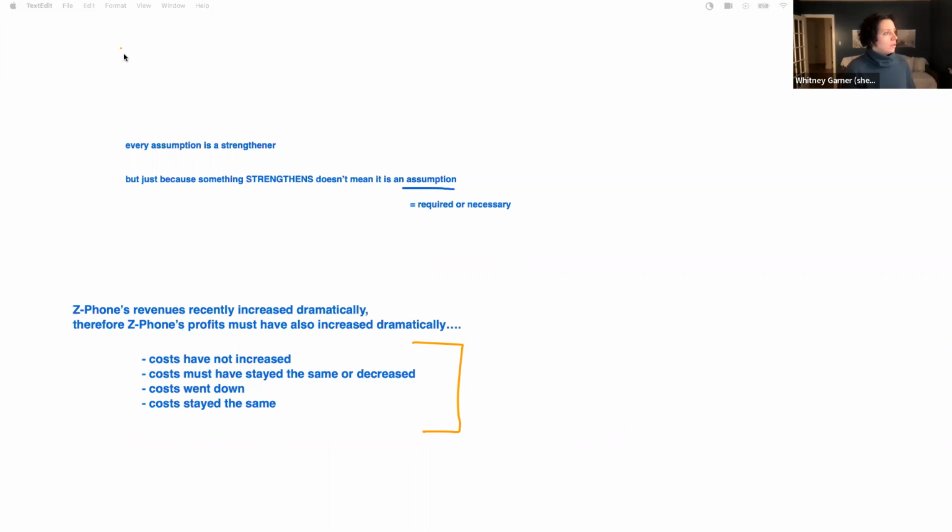So the only thing that is actually a requirement, the only thing that's actually an assumption in this case, is that Z-phone's costs didn't increase so much as to offset the large increase in revenue. So it could still go up. Costs could still go up somewhat. They just can't go up so much that they offset the entirety of this dramatic increase.